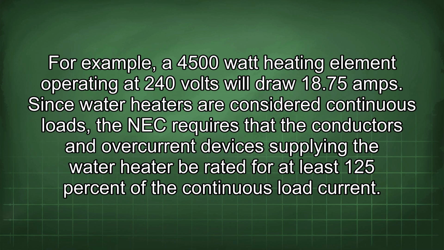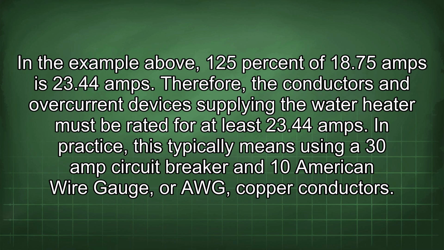Since water heaters are considered continuous loads, the NEC requires that the conductors and overcurrent devices supplying the water heater be rated for at least 125% of the continuous load current. In the example above, 125% of 18.75 amps is 23.44 amps. Therefore, the conductors and overcurrent devices supplying the water heater must be rated for at least 23.44 amps. In practice, this typically means using a 30 amp circuit breaker and 10 American wire gauge, or AWG, copper conductors.